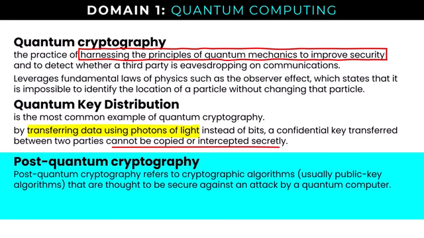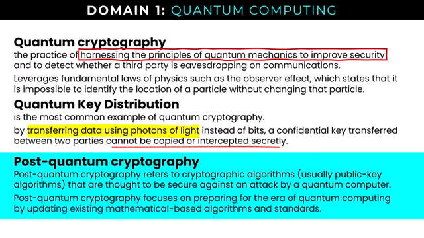Now, post-quantum cryptography is something else altogether. Post-quantum cryptography refers to cryptographic algorithms, usually public key algorithms, that are thought to be secure against an attack by a quantum computer. It focuses on preparing for the era of quantum computing by updating existing mathematical-based algorithms and standards.